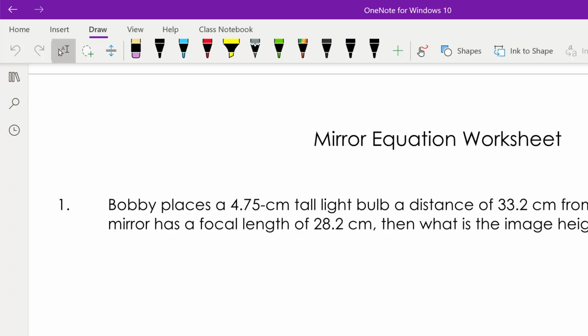Now it says, Bobby places a light bulb 4.5 centimeters tall in front of a mirror. Okay, so let's look at this. This information here, that's how tall it is. That, my friends, is HI.